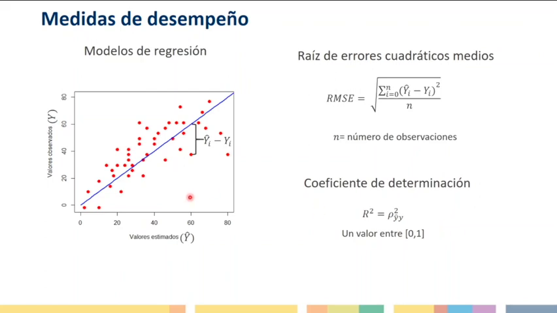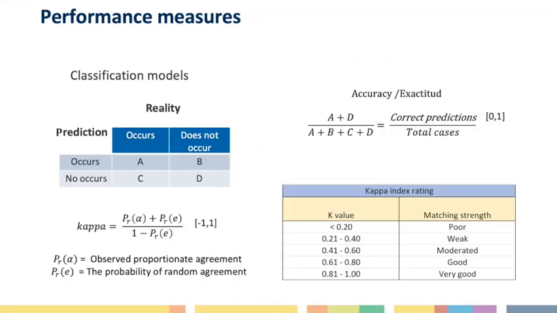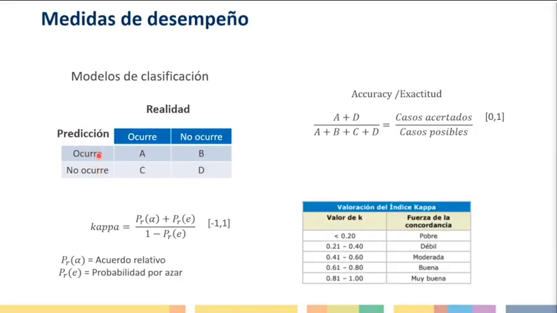But the idea is that the closer R square is to 1, the better predictive capacity the model is going to have. For classification models, we can use a matrix called the confusion matrix. In this case, I've done one for an example where we want to classify two different categories, if an event occurs or not. On the rows, we have what the prediction is suggesting, crossed with reality in the columns, which identifies what really happened in the end.